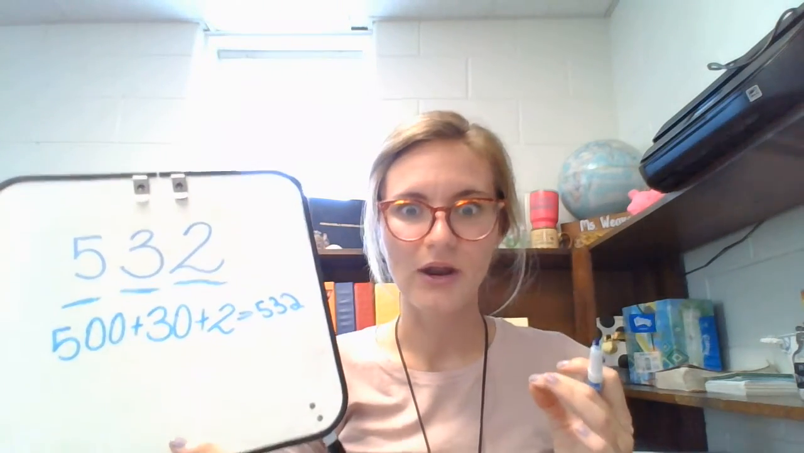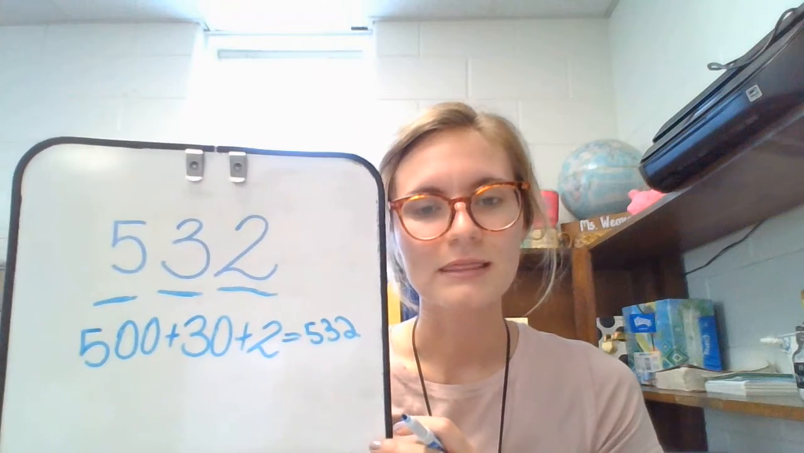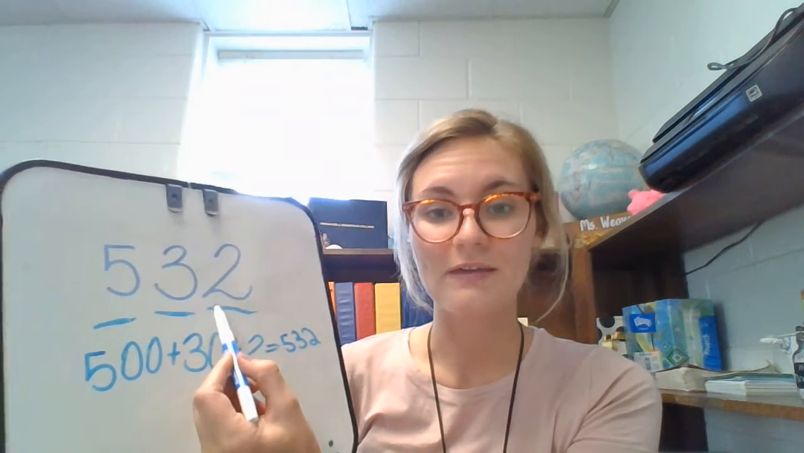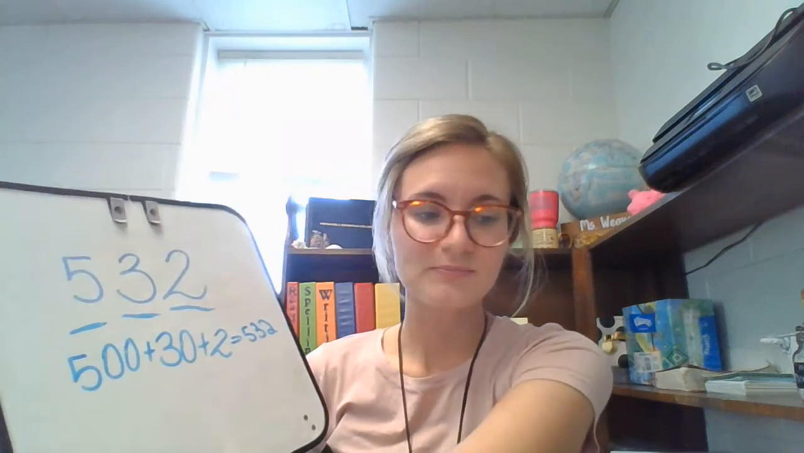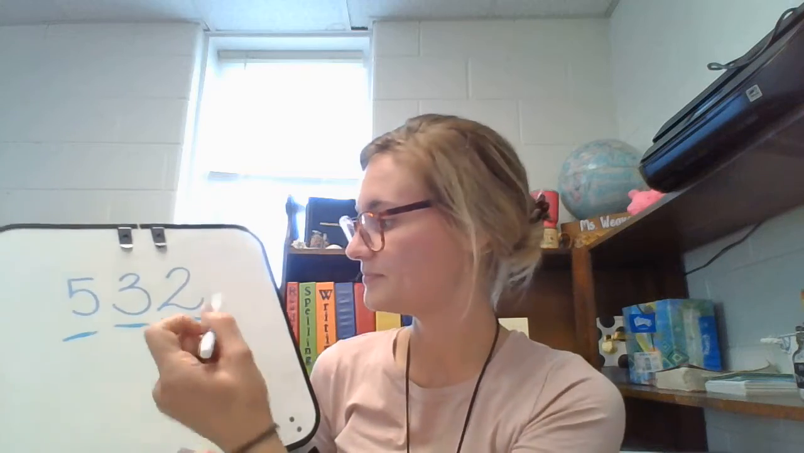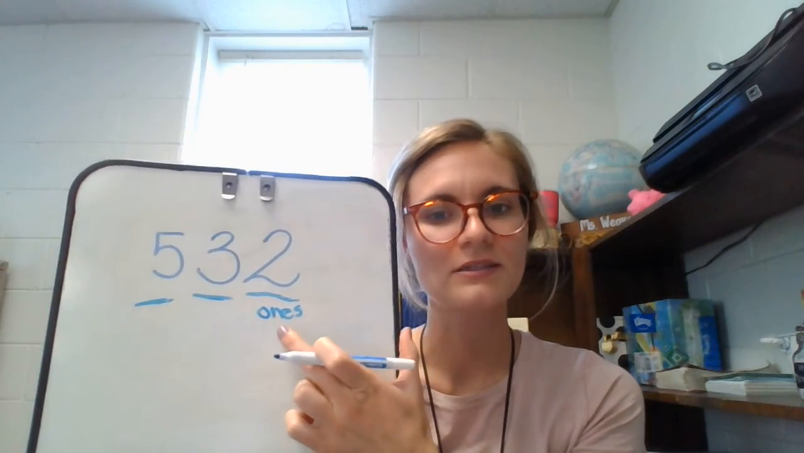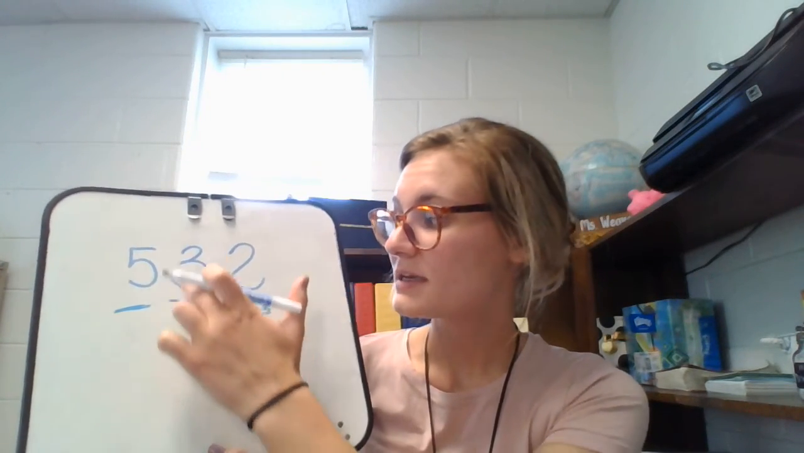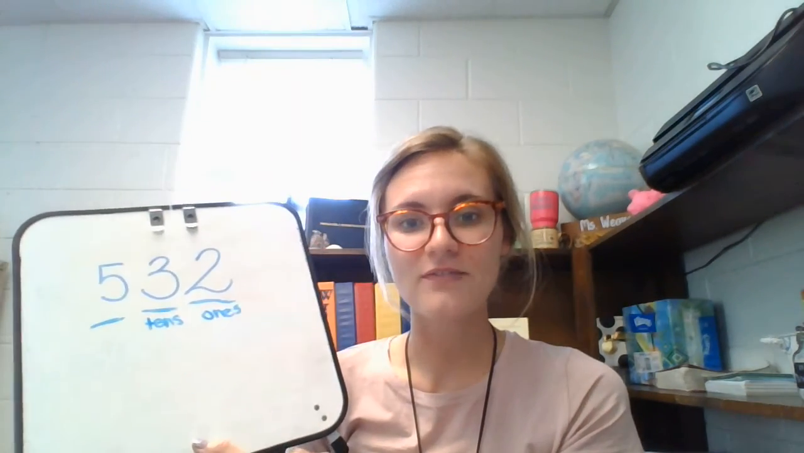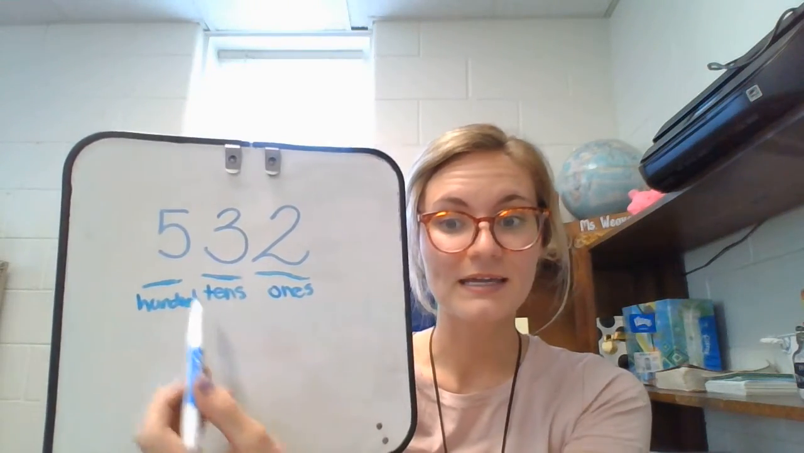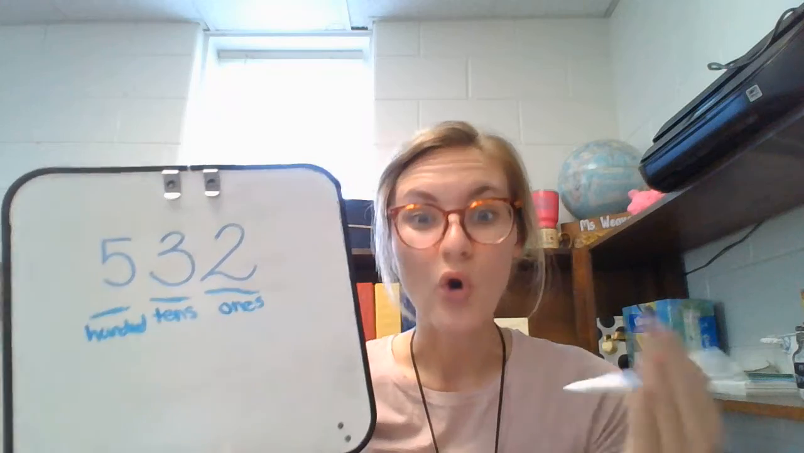Now, another way that we can look at our place value is looking at them like families. So 2 would live in the ones family, okay? And that's where 2 lives. This spot right here is always the ones house. This is where the ones family lives. 3 is in the tens family. And 5 is in the hundreds family. Okay? And that's their order. Ones, tens, hundreds. It's always going to be like that.